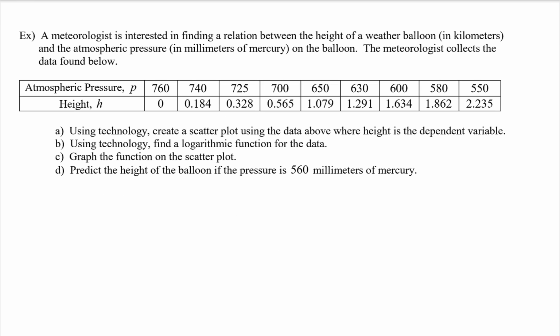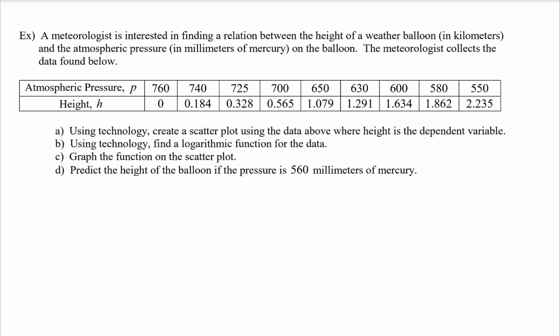We've got a meteorologist interested in finding a relation between the height of a weather balloon in kilometers and the atmospheric pressure in millimeters of mercury on the balloon. The meteorologist collects the data found below. So basically, as you release a weather balloon, as it goes up and up in the atmosphere, what's happening to the atmospheric pressure? How are those related? The height of the balloon and the atmospheric pressure. So they ran an experiment. Here's the data that they were given.